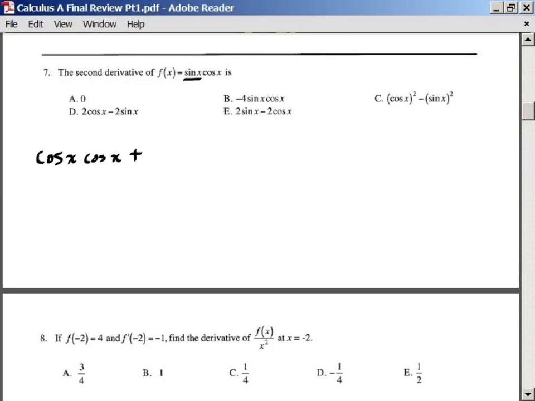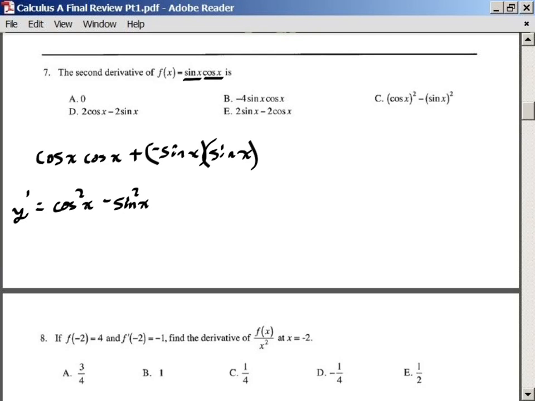And then we're going to add the derivative of the second one, which is negative sine x, and we're multiplying that by sine x. Okay, I'm going to do a little bit of simplifying here to make this look cleaner. We have cosine squared x minus sine squared x. So, because those are multiplying to each other. So this is y prime.